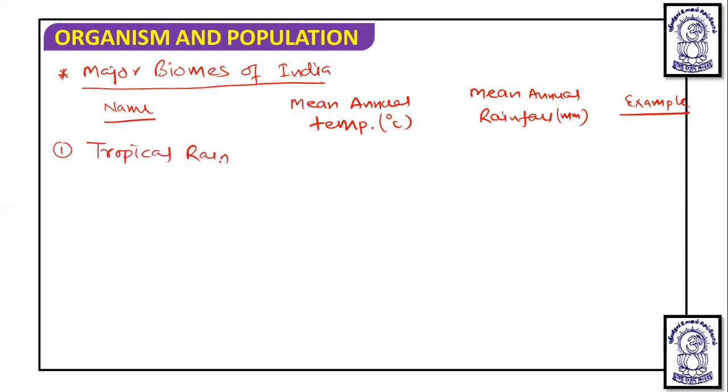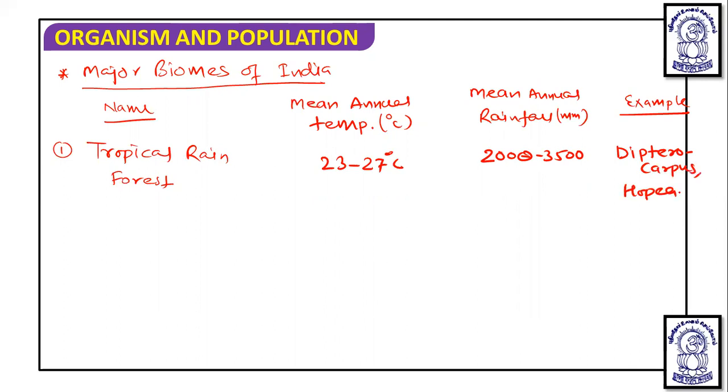tropical rainforest. Now the mean annual temperature in this is 23 to 27 degrees Celsius, and the rainfall is 2000 to 3500 millimeters. And the examples of plants which grow here are Dipterocarpus and Hopea. These are the two examples of plants found in the tropical rainforest.